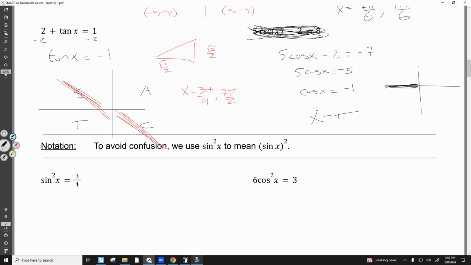This is my favorite one. Sine x equals 0. Sine x equals 0. What is x?